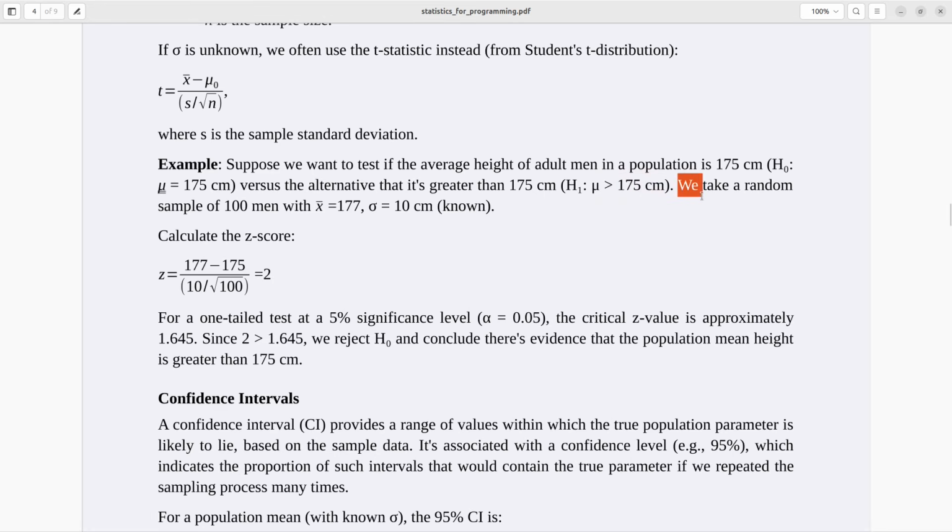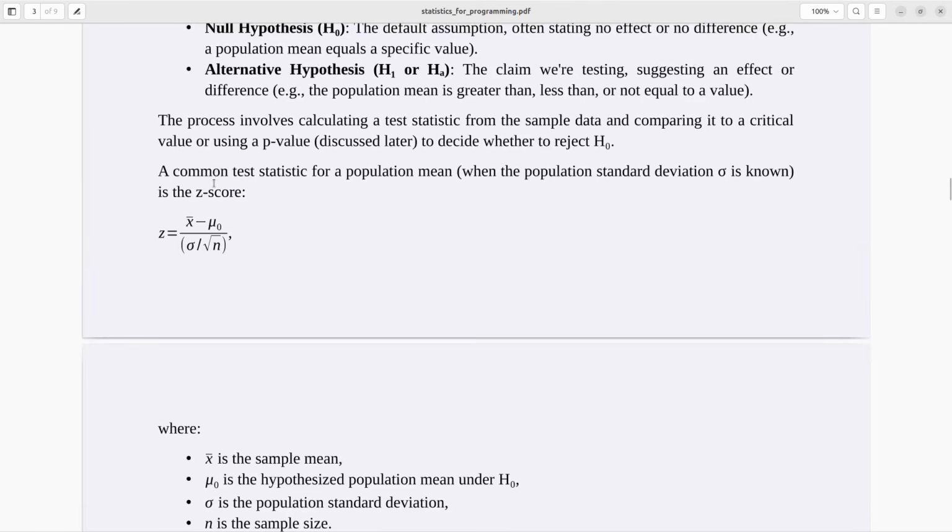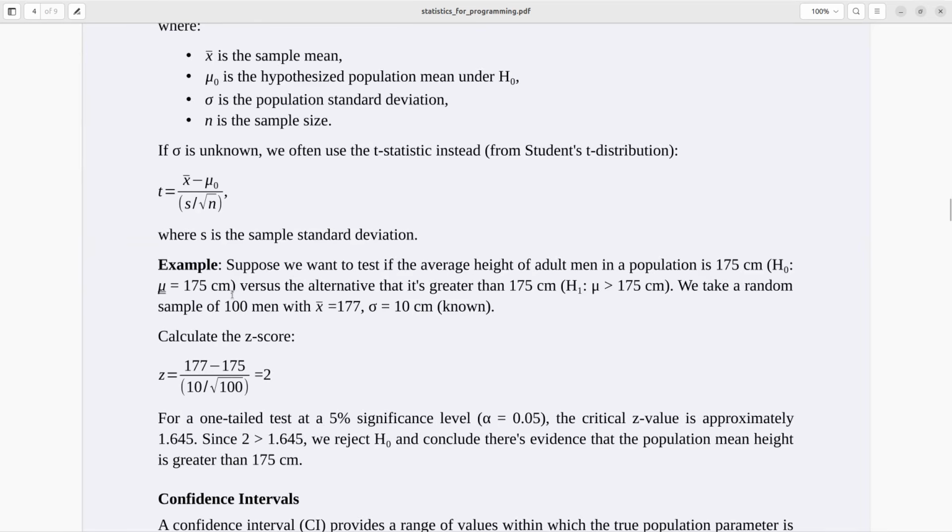And then we take a sample of 100 men randomly, and I get an average height of 177 cm from the sample. And if I also know that the standard deviation is 10 cm, I can use all these pieces of information to get the z-score. When you use the formula shown here, you put n equals 100, sigma as 10, x bar as 177, and mu0, the hypothesized population mean, as 175 cm. I get 2 as the z-score.